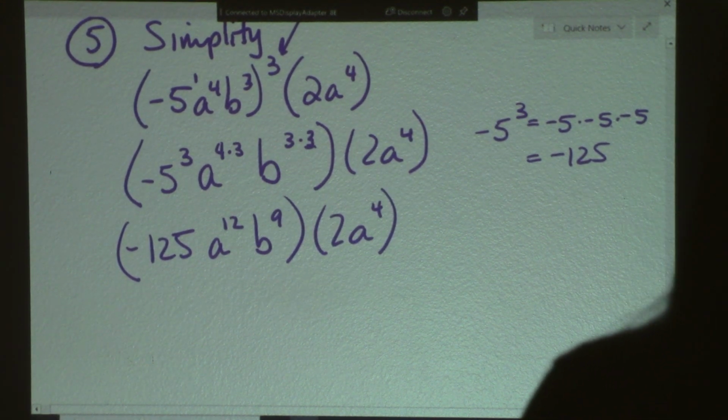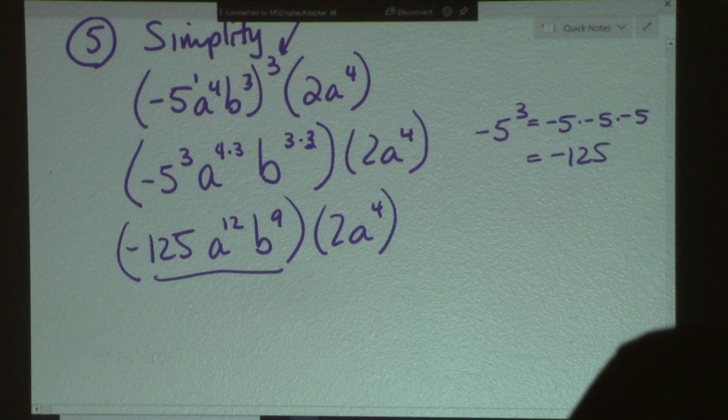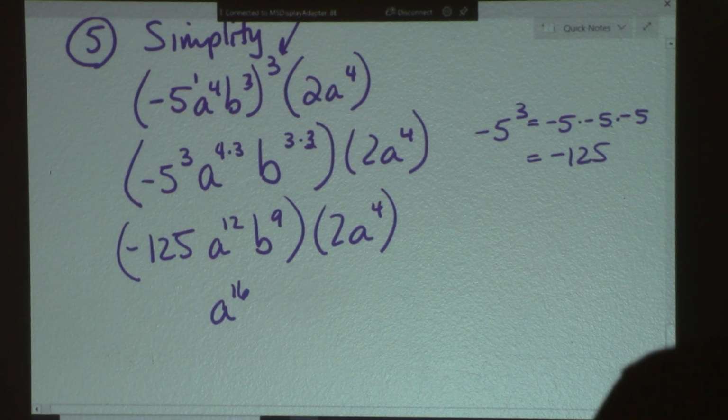Now at this stage, I'm multiplying this term by this term. So I'm not raising to the power anymore, I'm multiplying terms. So I add exponents. What can I do? Well, I can add 12 plus 4, so that's a to the 16th, right? Now I've got negative 125 and I've got a 2, so I'm going to multiply those.